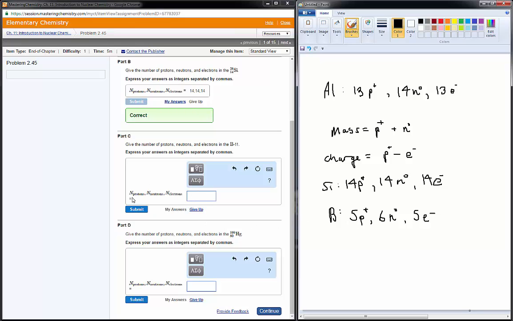If you're looking at this on a test, just make sure that you're going in the order that I'm asking, right? Because if I ask for protons and then electrons and then neutrons, I'd have to reorder those. So be careful of that.